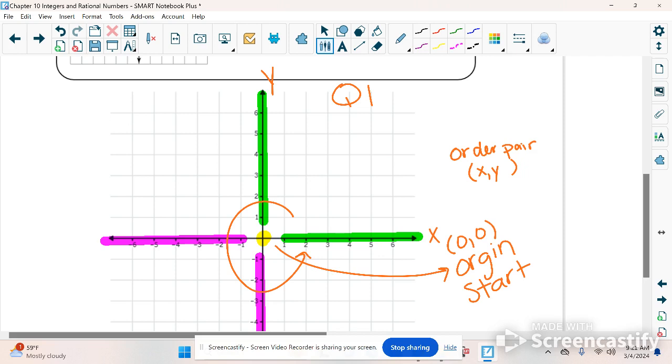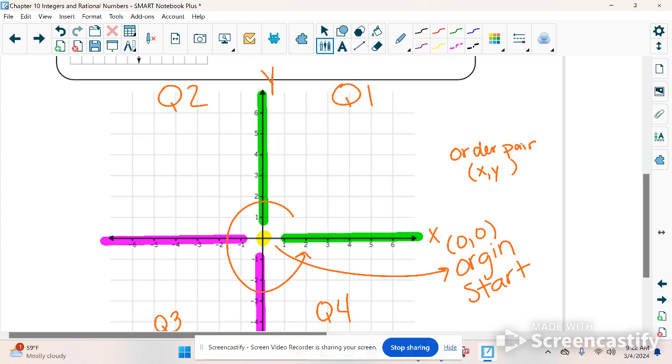Okay? So this is the first one, which means this is the second quadrant. This is the third quadrant. And this is the fourth quadrant. It has to go in that order. You don't get to switch it up to whichever direction you want. It starts at the top and then makes a C. So Q1, 2, 3, 4.